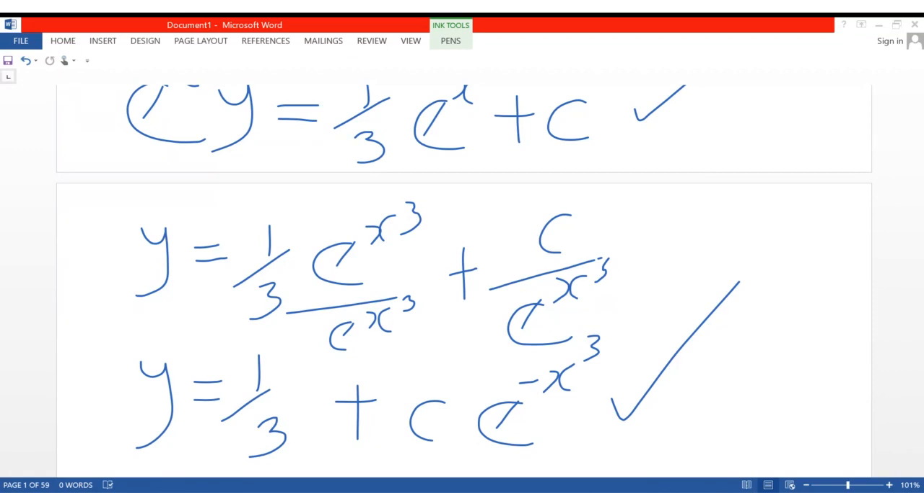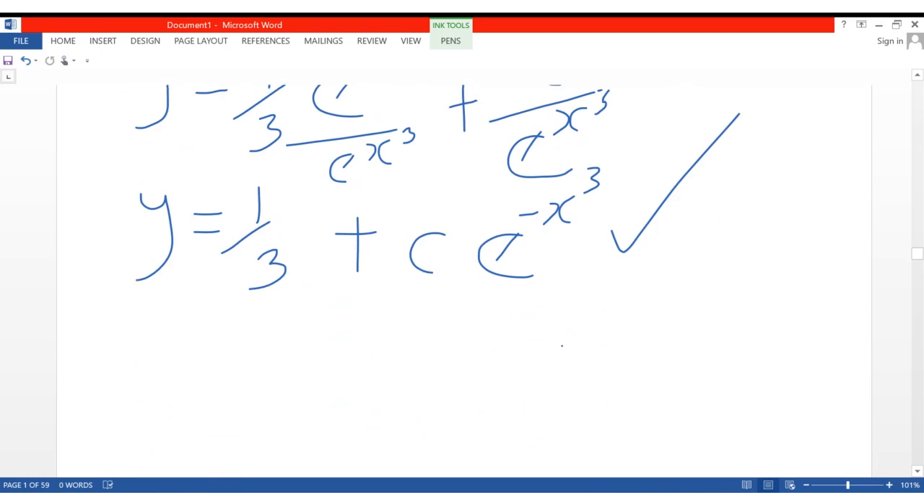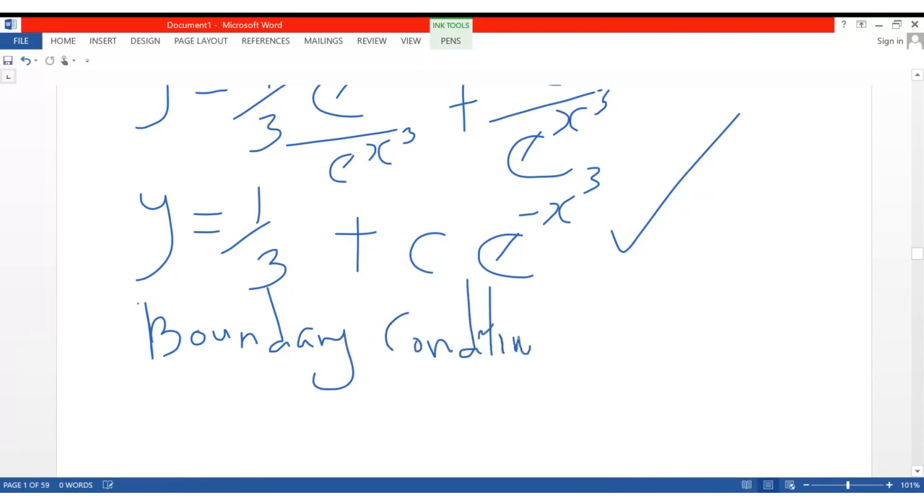So for example, you can still get the value of c if you have been given the value of the boundary condition. So given the boundary condition, you can get the value of c. There are some books where you'll see a boundary condition, giving that, let's say for example, y of 0 is equal to 1. So basically the boundary condition will assist you to get the value of the constant c.